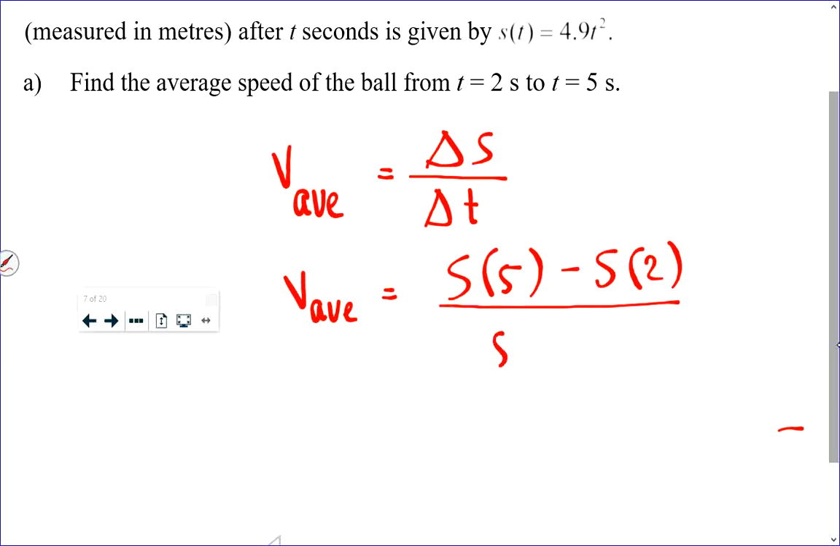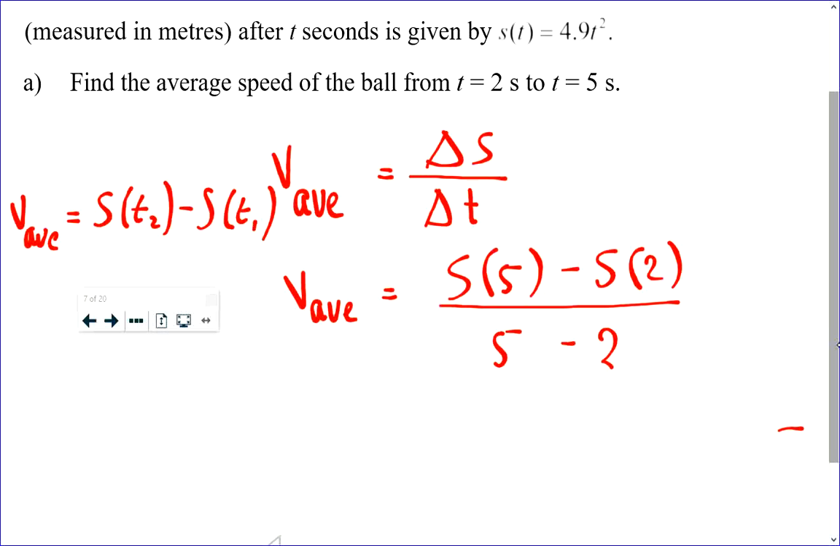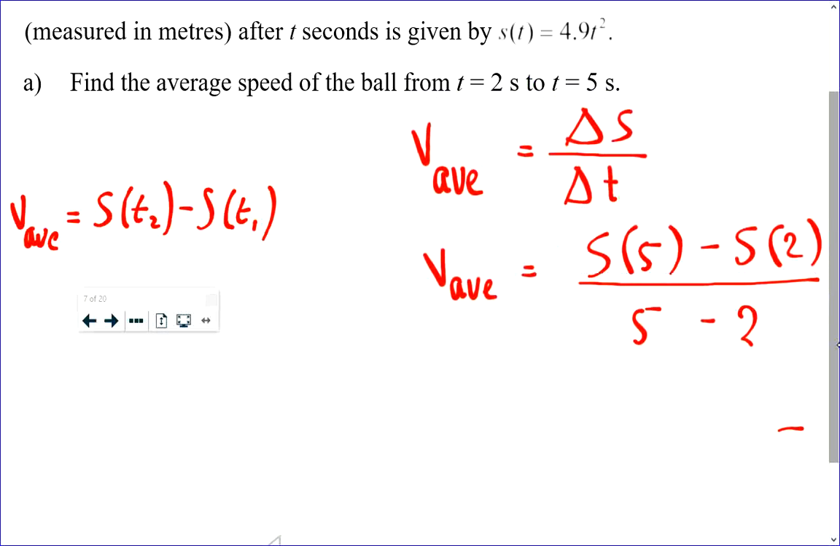over 5 minus 2. I want to point out to you that what we've done here for average speed is we've said it's s of t2 minus s of t1 over t2 minus t1. That's what we're doing. And what s of t2 means is the position or distance at t2.